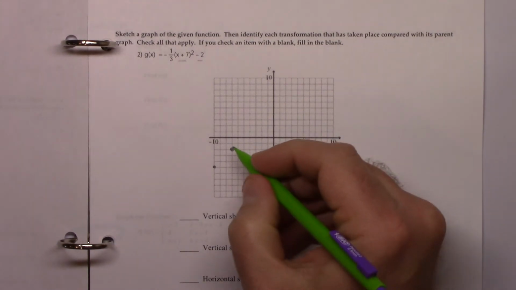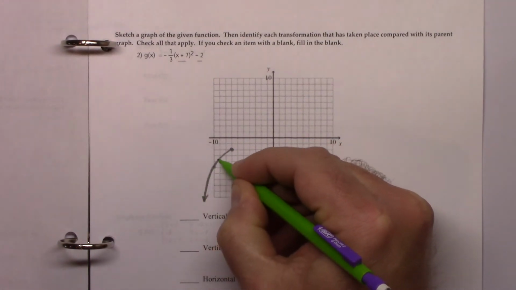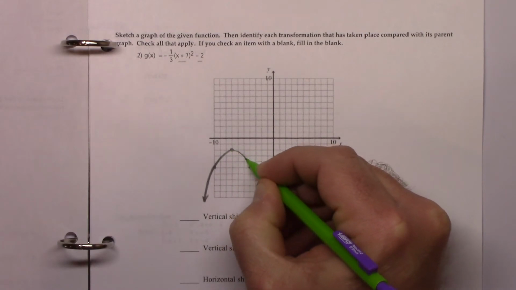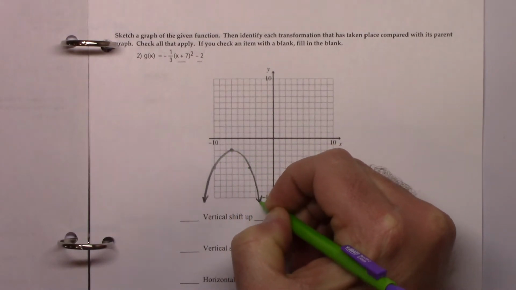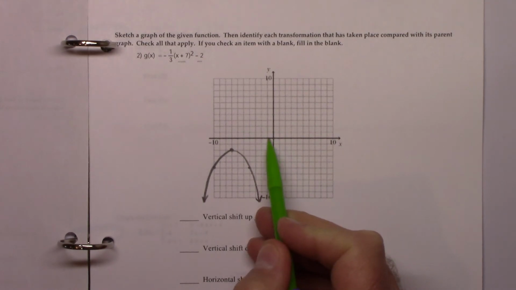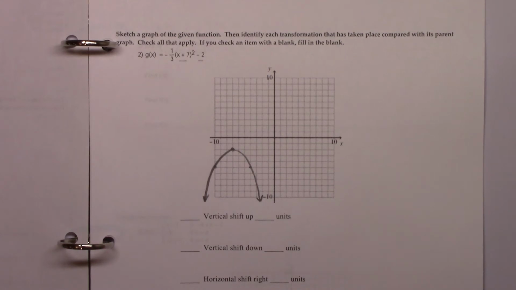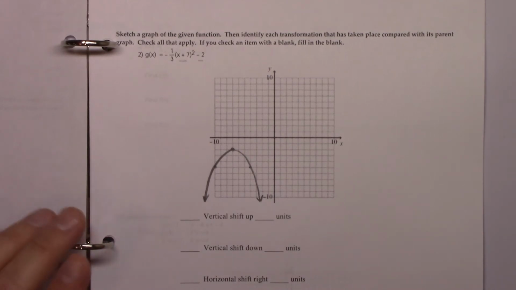At that point, you can go ahead and sketch in that parabola. This is just a nice U-shaped curve. Notice it's upside down, and the vertex has been shifted from 0, 0, 7 units to the left and 2 down. Let's go ahead and start stating all of these transformations.